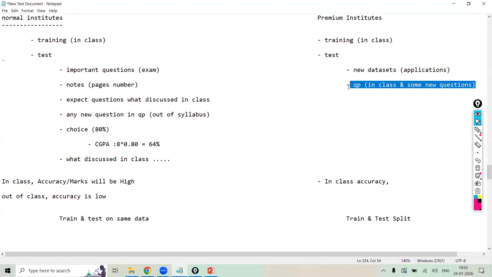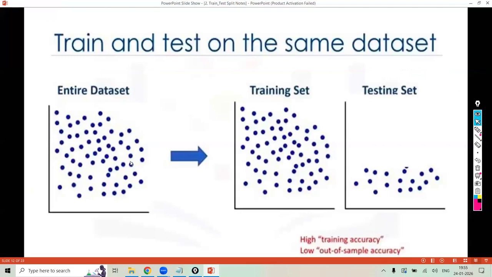In class plus new questions. Both should be mixed. Now in this case, what is the train accuracy? That is the same point here. If you use the entire data for training and test on this same data, accuracy-wise you will get very high.